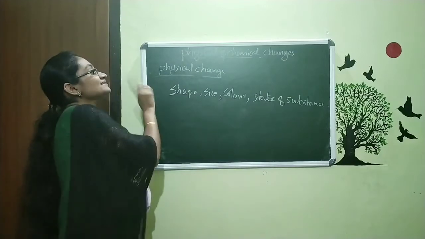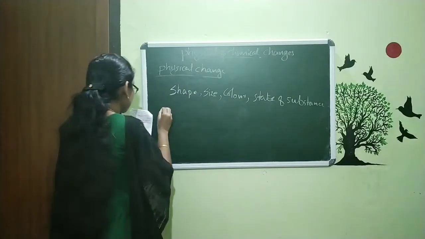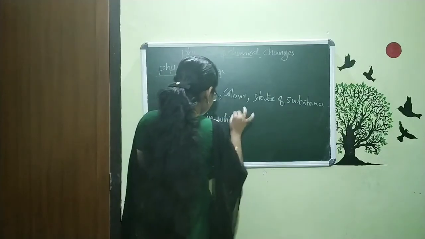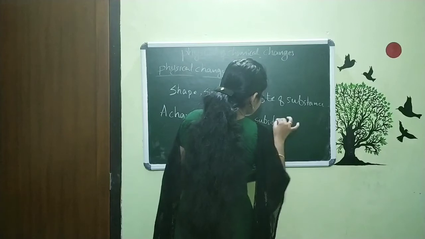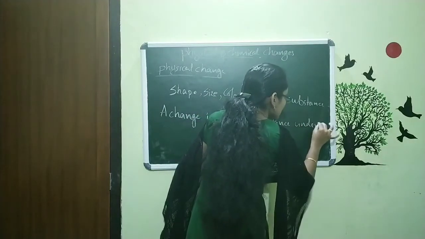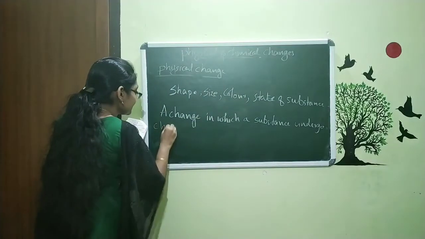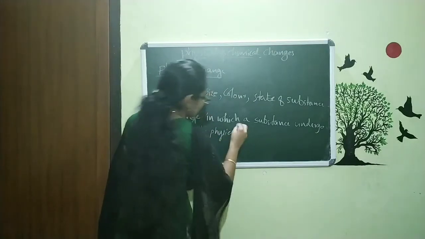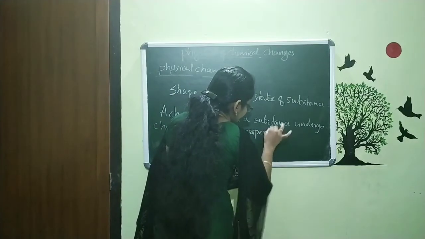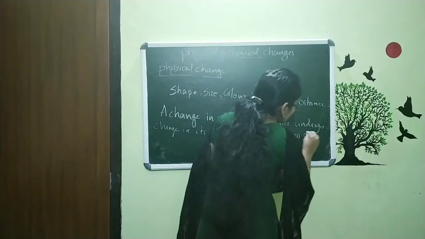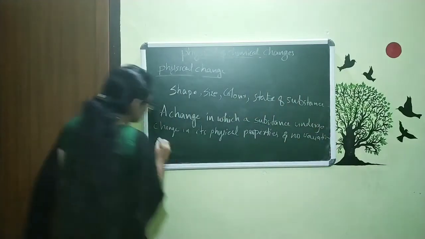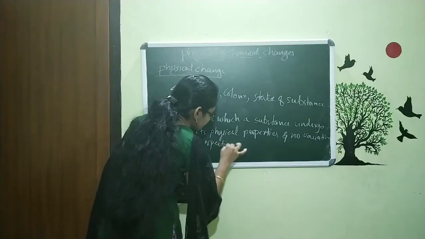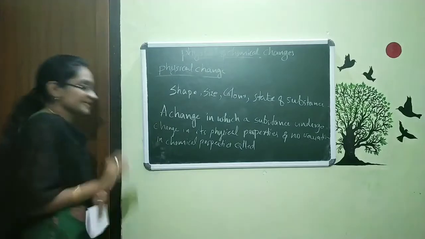Now we are going to study what physical change is. The definition of physical change is this: a change in which a substance undergoes change in its physical properties, and no variation in chemical properties, is called physical change. So this is the definition.